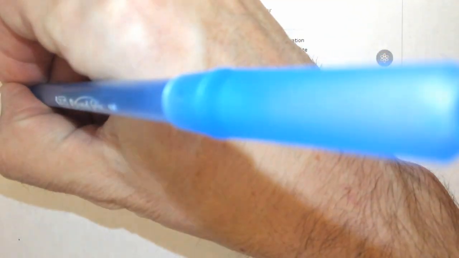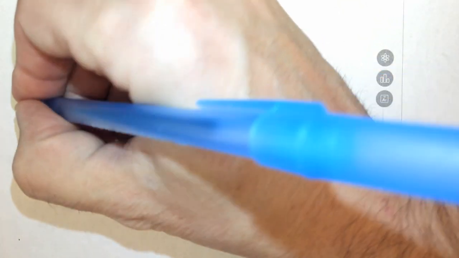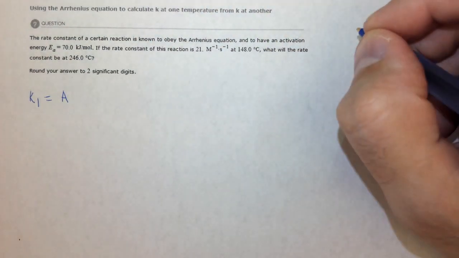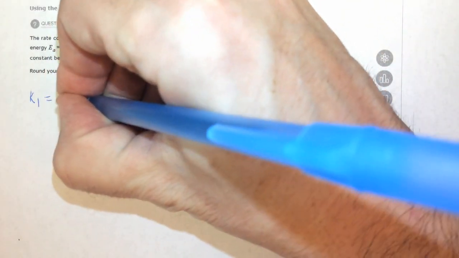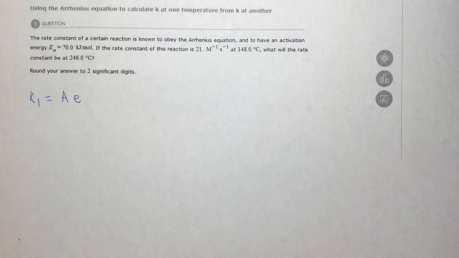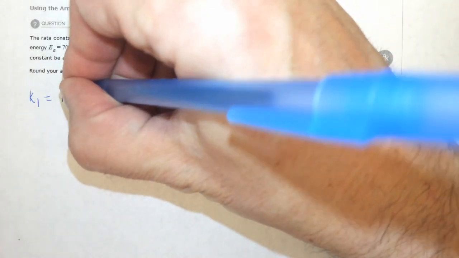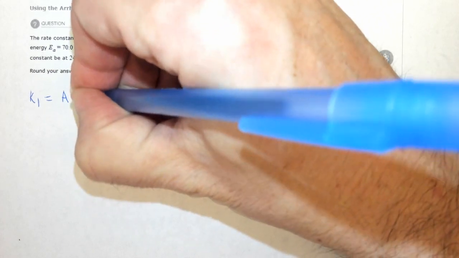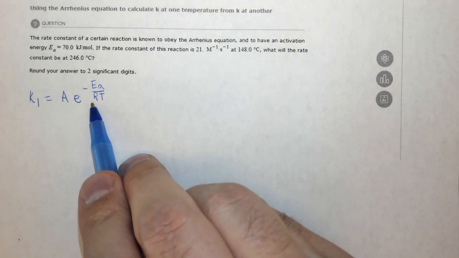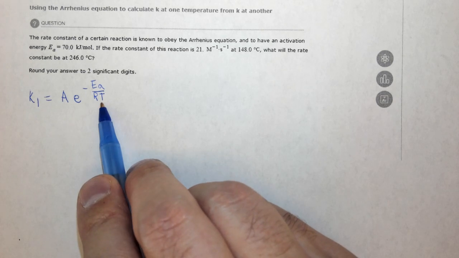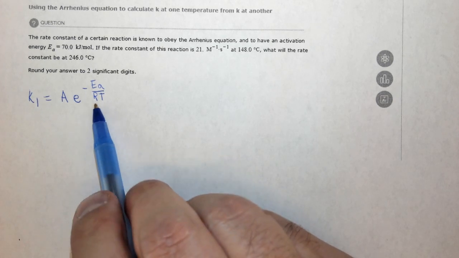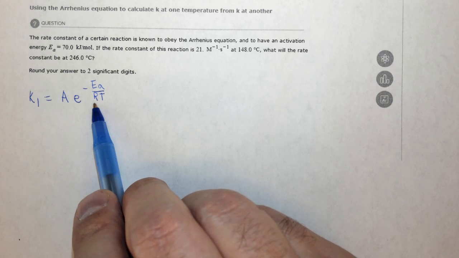So I'm going to write the first Arrhenius equation, K1 equals A, the frequency factor, which is essentially the fraction, a number between 0 and 1, of the molecules that collide in the proper orientation, times e, the inverse of the natural log, to the negative Ea, the activation energy, over RT. R is the gas law constant, in this case 8.31 joules per mole K, and T is the temperature in Kelvin.